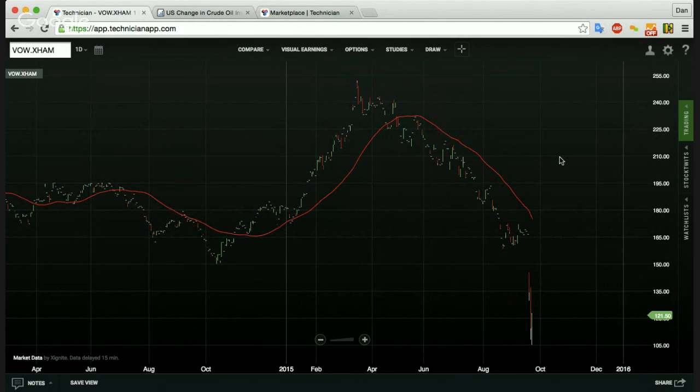And I will agree with everybody that that is a brutal-looking chart. Gosh.